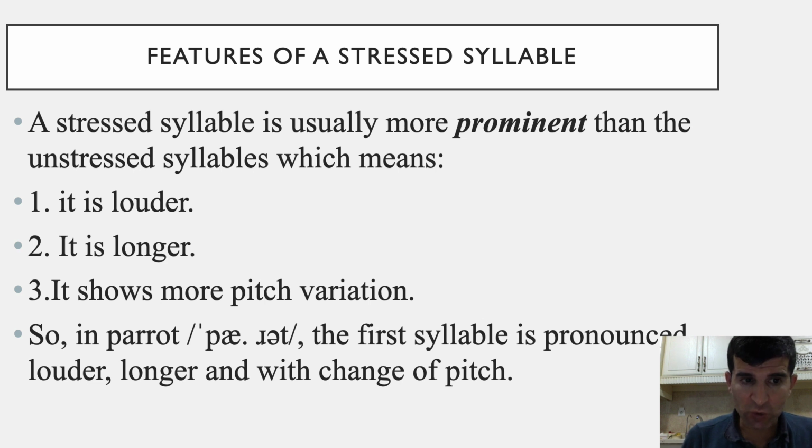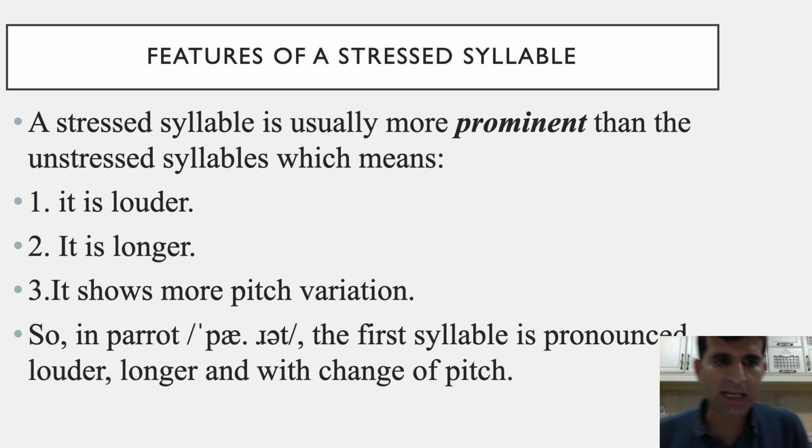Number 2. When we say it's more prominent, it means it's longer. The duration, the length of that syllable is usually longer than the neighboring syllables. Then number 3, it shows more pitch variation. Variation here means change in the pitch. We change our voice from being loud into calmer, or from calm into louder, and pitch is the vibration of the vocal folds. It means we change the vibration of the vocal folds.